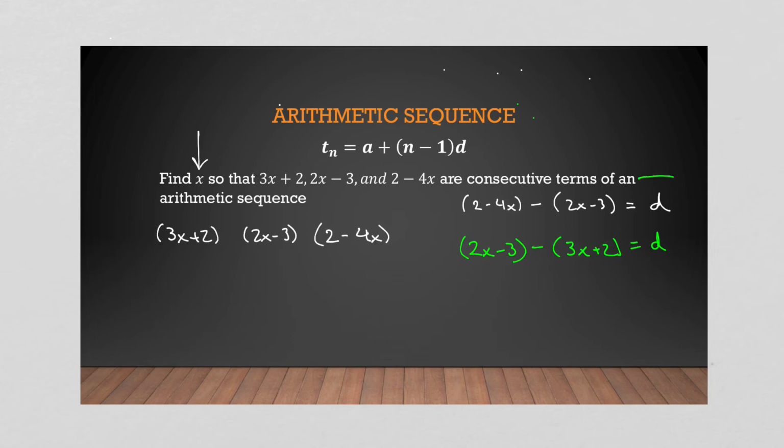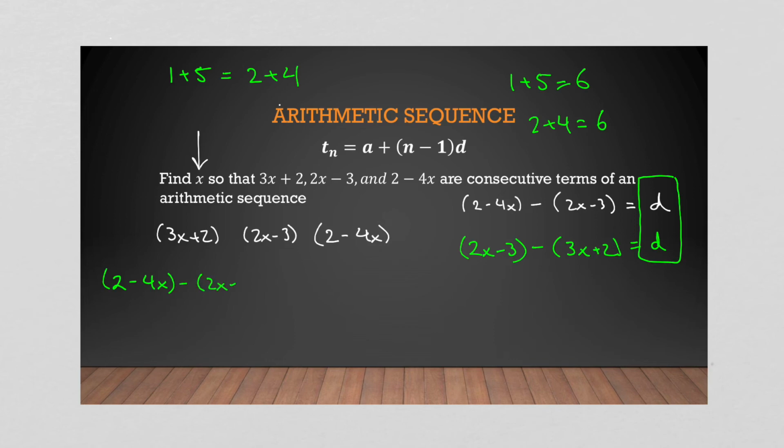You can see that since both of these statements are equal to the same thing, we can write them equal to each other. It's exactly like the fact that 1 plus 5 equals 6 and 2 plus 4 equals 6. So it only makes logical sense to say that 1 plus 5 is equal to 2 plus 4. That's what we're going to do here. And we're going to say, okay, well, 2 minus 4x minus (2x minus 3) is equal to (2x minus 3) minus (3x plus 2). And this looks kind of nasty, but this is basically an algebra question from grade 9.